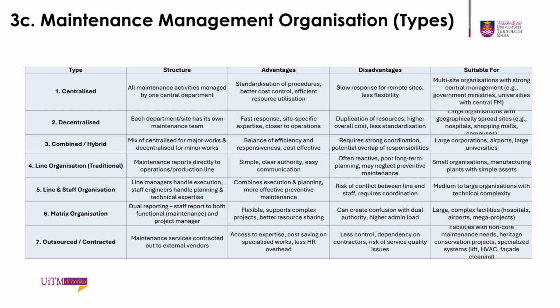3C. Maintenance Management Organization. Types of maintenance organization structure. Type, structure, advantages, disadvantages, suitable for. 1. Centralized: all maintenance activities managed by one central department. Standardization of procedures, better cost control, efficient resource utilization. Slow response for remote sites, less flexibility. Multi-site organizations with strong central management, e.g., government ministries, universities with central FM.